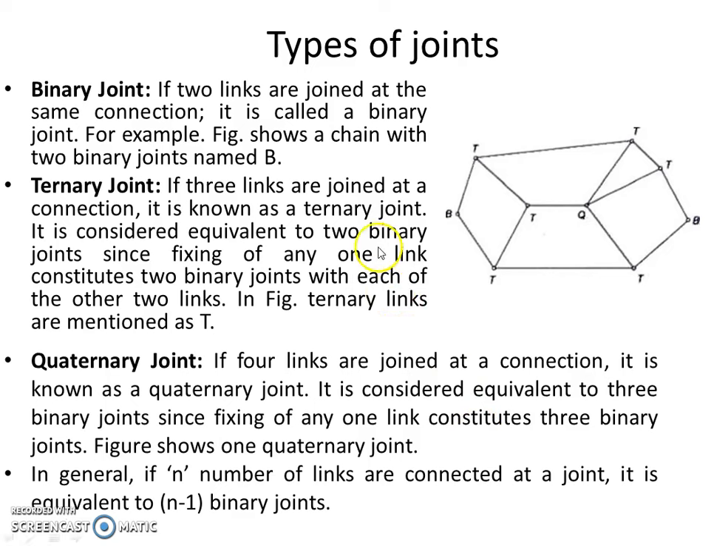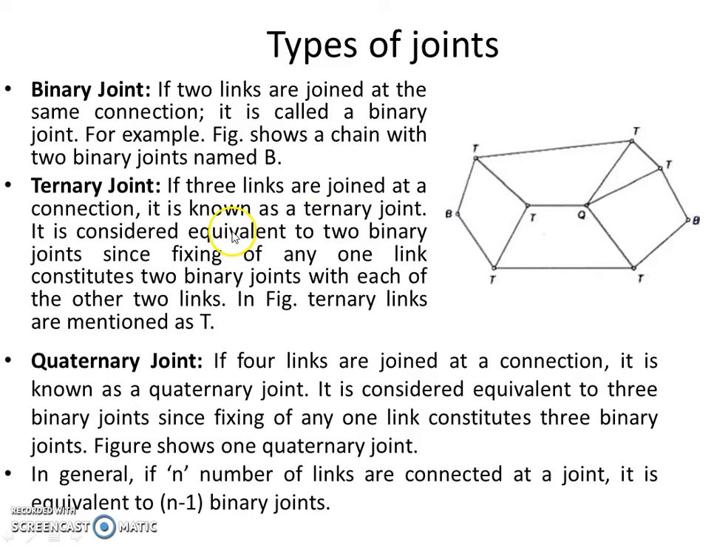We have three types of joints: binary joint, ternary joint and quaternary joint. When two links are joined at a single place, it is called a binary joint. In the figure we indicate this by B. B means binary joint. At this joint, this link and this link are connected. So at this joint we have only two links. So it is a binary joint.